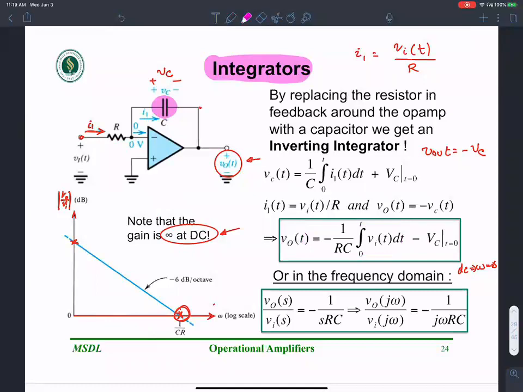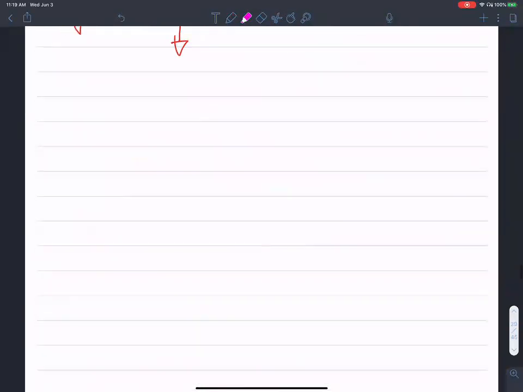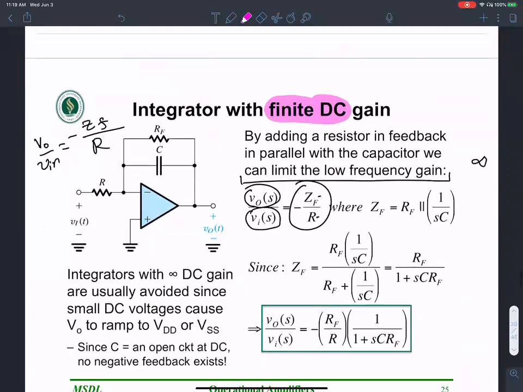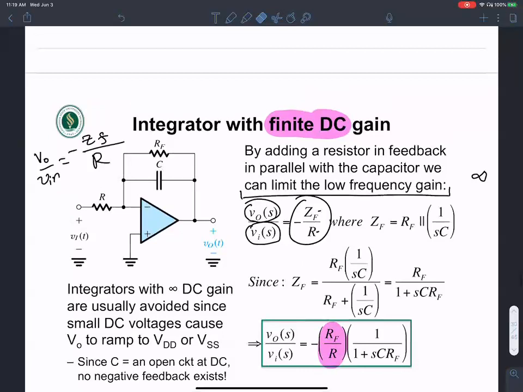And then the transfer function of that expressed in frequency domain looks like so: 1 over j omega RC. Okay, this implies that I have an infinite DC gain. I don't want an infinite DC gain. So what I will do is I include another resistance in parallel to the capacitance in the feedback. Then I have a finite DC gain. The DC gain is simply this guy, RF over R, a much more manageable finite DC gain.